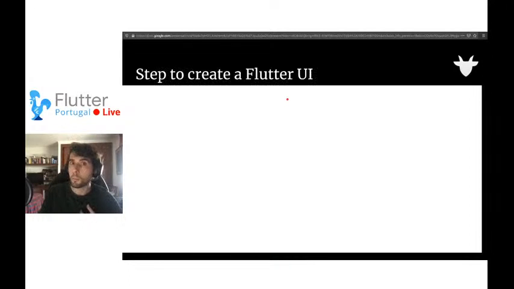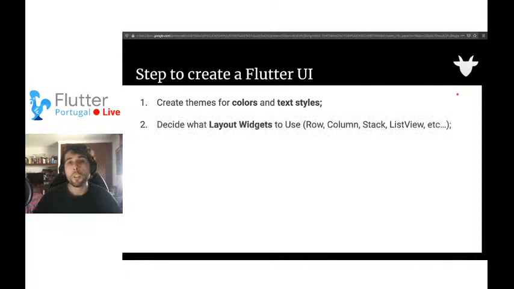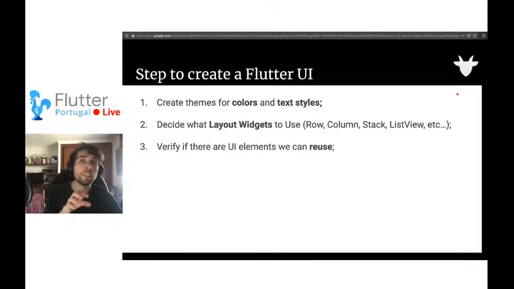And the steps, in my opinion, are: first, create themes for colors and text styles. Second, we are going to decide what are the layout widgets that we are going to use in our app, for example rows, columns, stacks, list views, etc. Then we are going to look at our UI and see what are the widgets and UI elements that are repeated throughout the screen so that we can reuse them by creating isolated widgets.